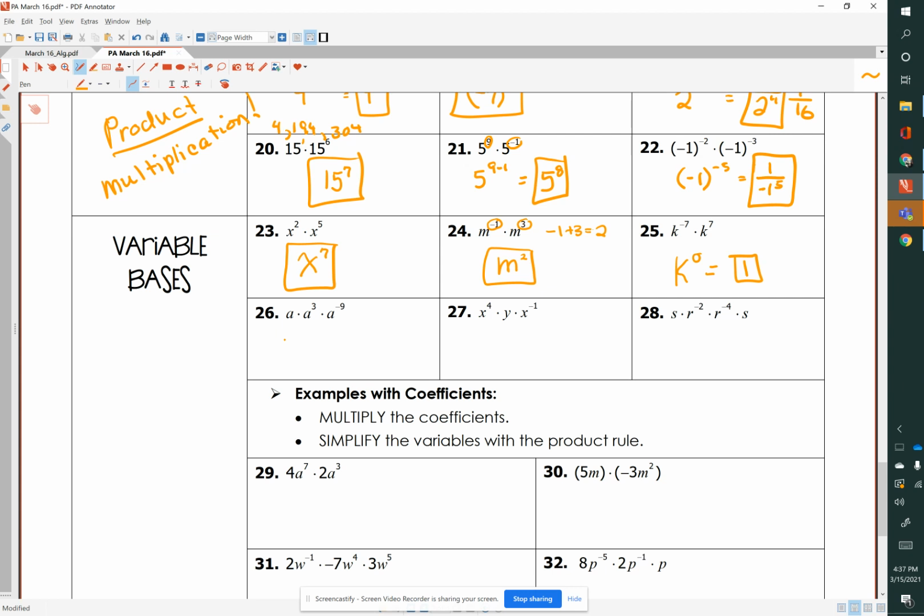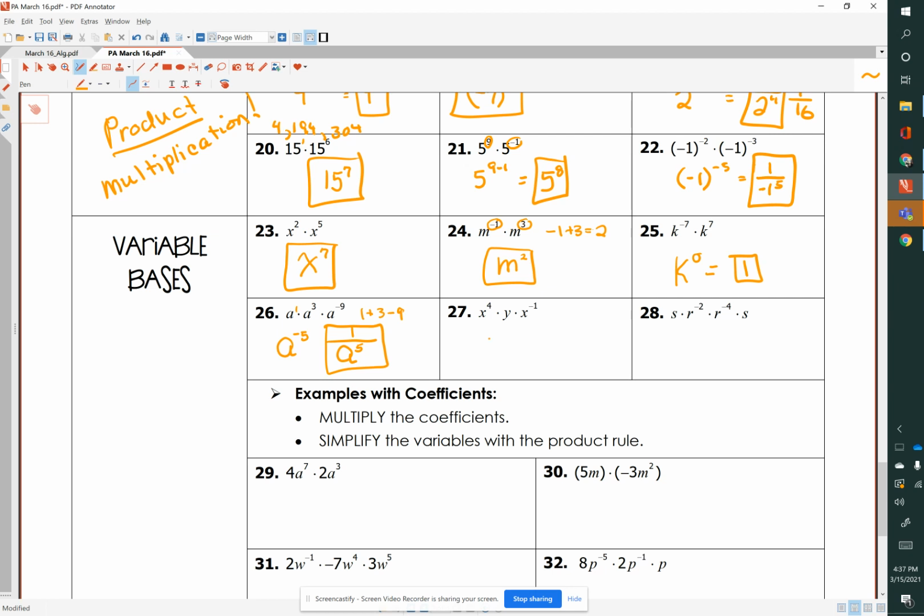Now we have a to the invisible 1st power. That's an invisible 1. A to the 3rd times a to the negative 9th. So that would be 1 plus 3 minus 9, which would be a to the negative 5th power. We're asked to use only positive exponents, so we'll put that under 1, a to the 5th power.